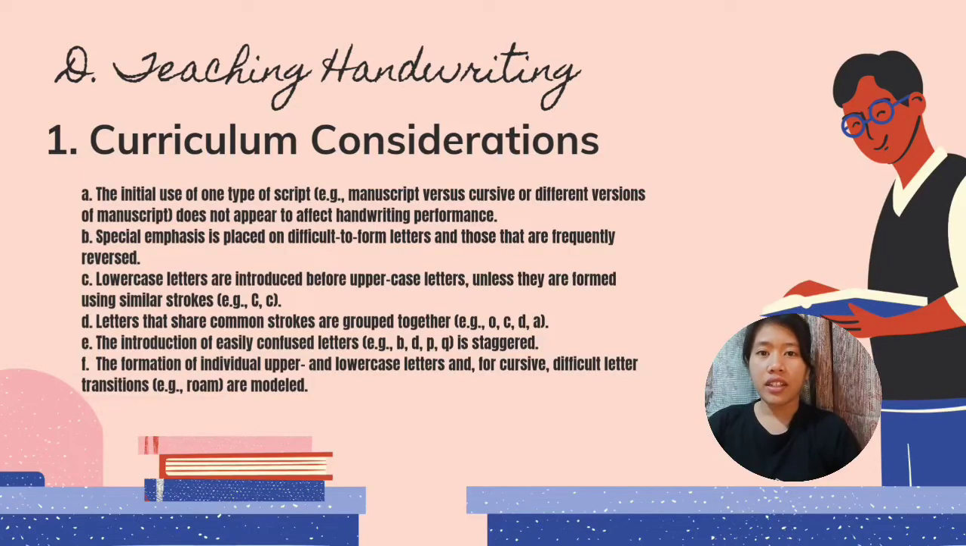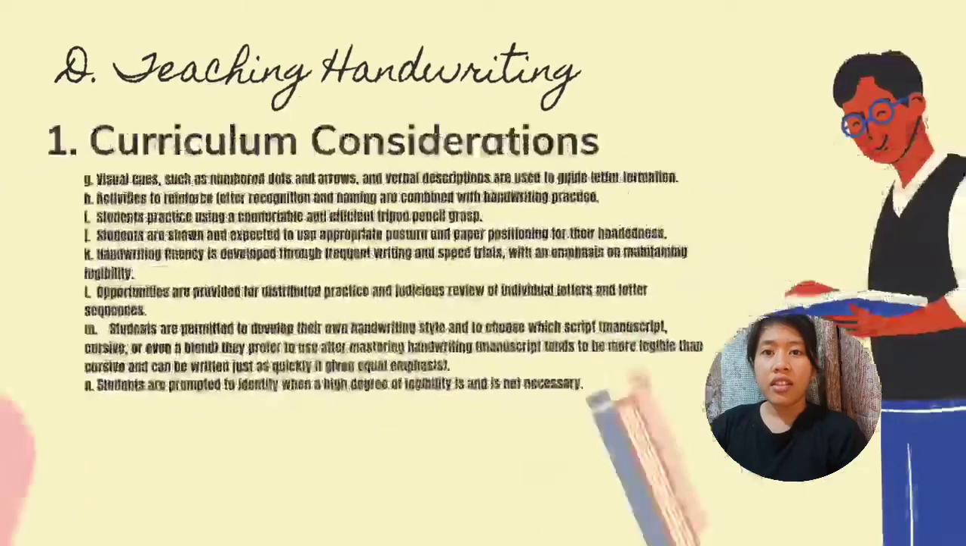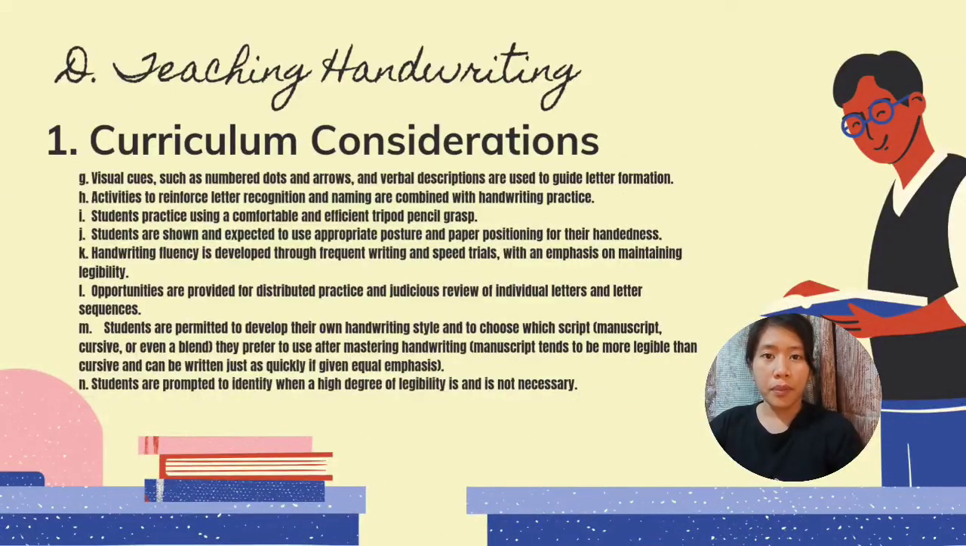Letter F. The formation of individual upper and lowercase letters, and for cursive, difficult letter transitions are modeled. For example, the word Rome, R, O, A and M. G. Visual cues such as numbered dots and arrows and verbal descriptions are used to guide letter formation. Letter H. Activities to reinforce letter recognition and naming are combined with handwriting practice.